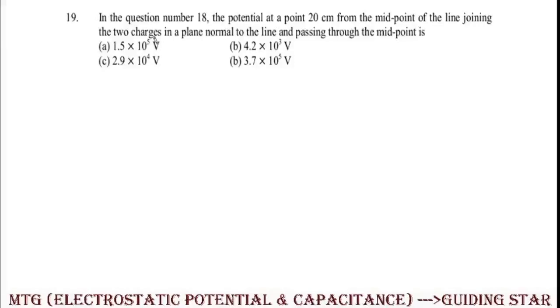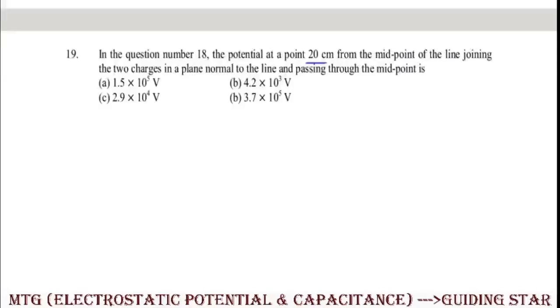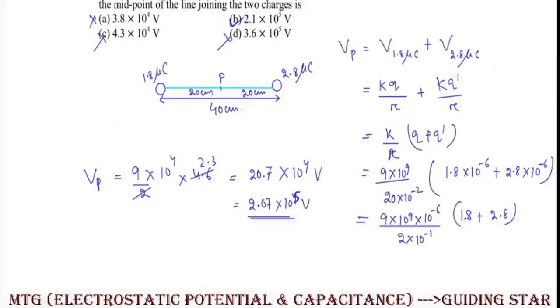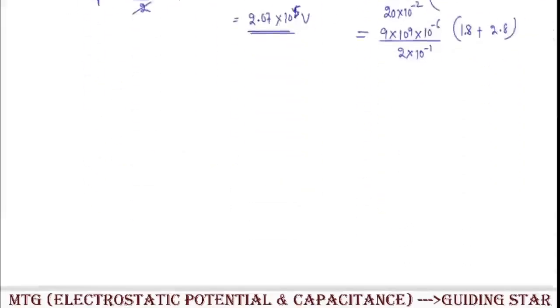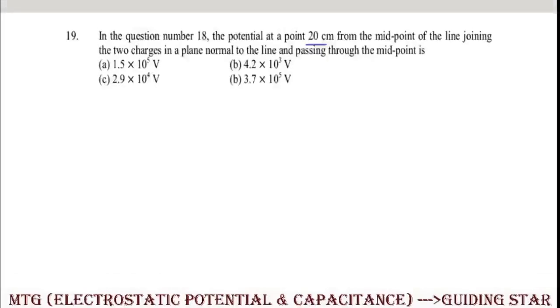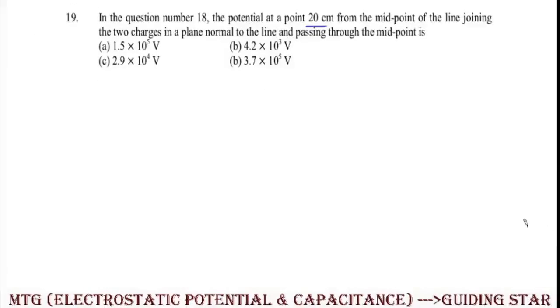Next, in the same question, what it is saying is: the potential at a point 20 centimeter from the midpoint of the line joining the two charges, in a plane normal to the line passing through the midpoint. So it is asking about the equatorial position. This is not a dipole, but generally, we have to take the point above the midpoint, clear. So let us draw the figure once again.